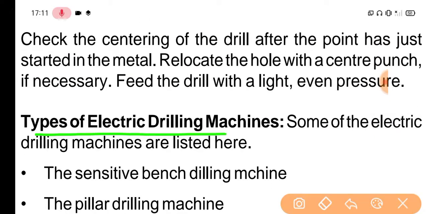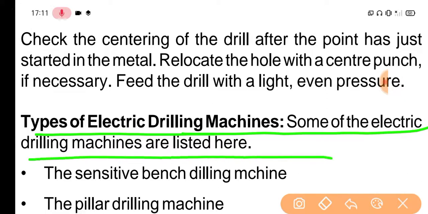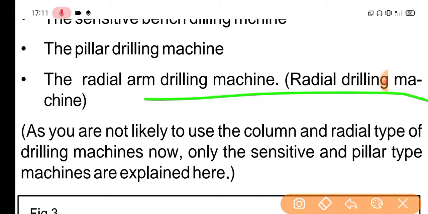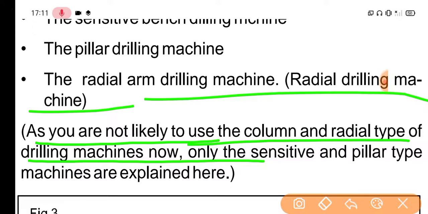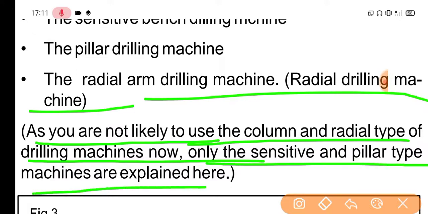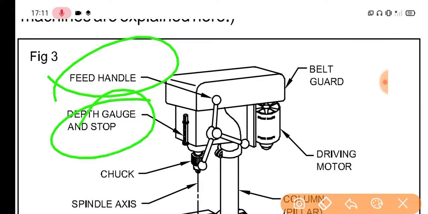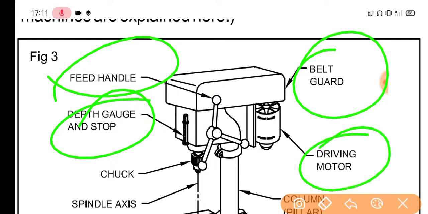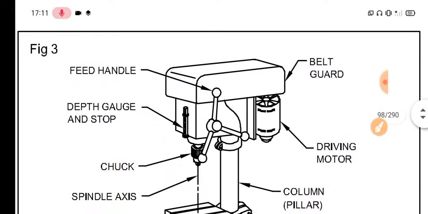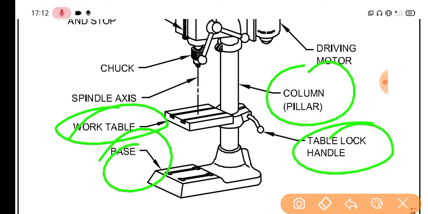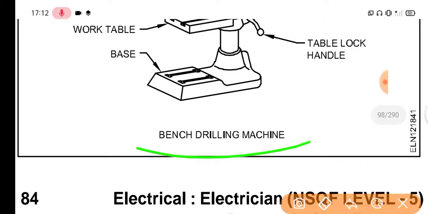Types of electric drilling machine: some of the electric drilling machines are listed here: the sensitive bench drilling machine, the pillar drilling machine, and the radial drilling machine. As you are not likely to use the column and radial types of drilling machine now, only the sensitive and pillar type machines are explained here. This is the fixed handle, this is the depth gauge and belt guard, driving motor, chuck, spindle axis, and this is the column, pillar, table lock, work table, base, and this is the bench drilling machine.